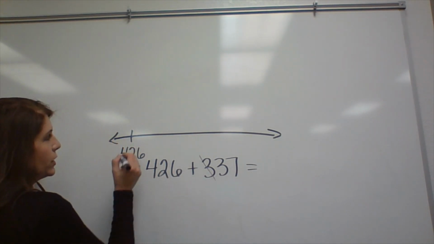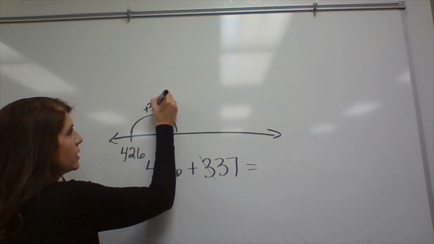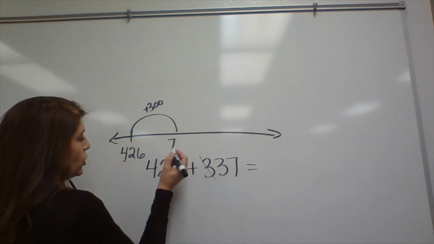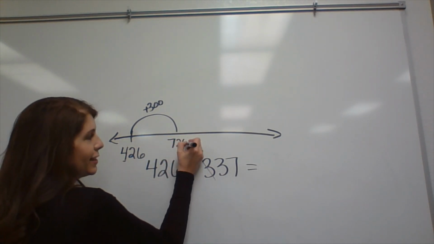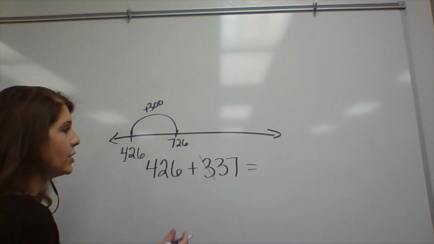I have 4 hundreds here, so if I'm going to add in or hop 3 hundreds, that's going to take this hundreds place and just increase it by 3. So that turns into a 7. The other places I didn't do anything to, so they stay the same. So I'm at 726.